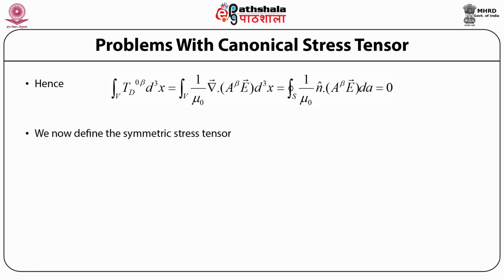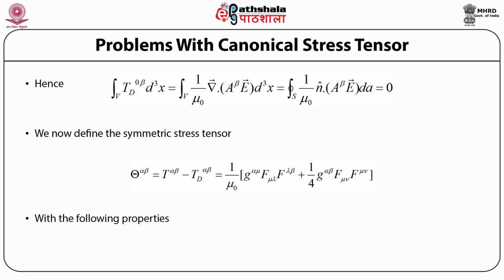We now define the symmetric tensor Φ^{αβ} = T^{αβ} − T_D^{αβ}, which equals (1/μ₀)[g^{αμ} F_{μλ} F^{λβ} + (1/4) g^{αβ} F_{μν} F^{μν}], with the following properties.